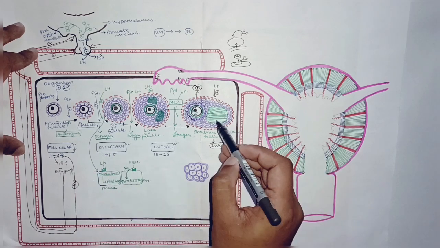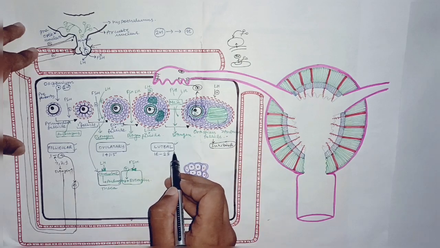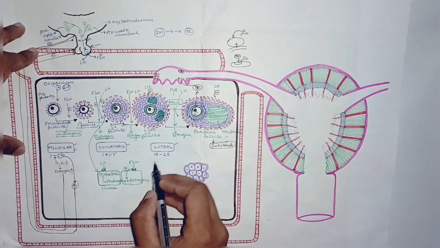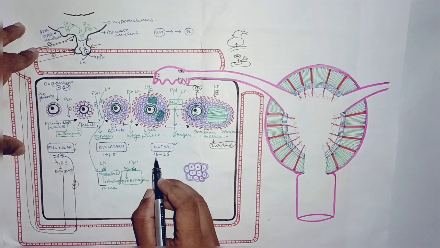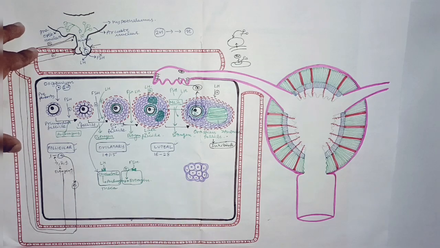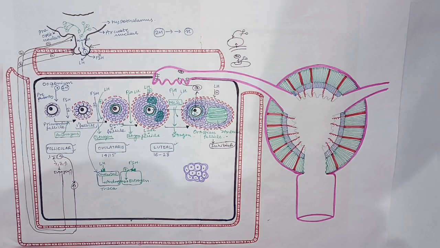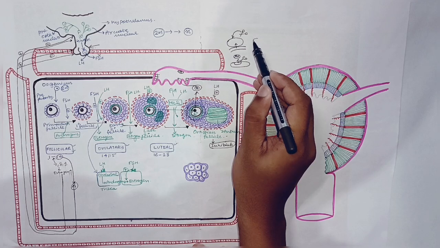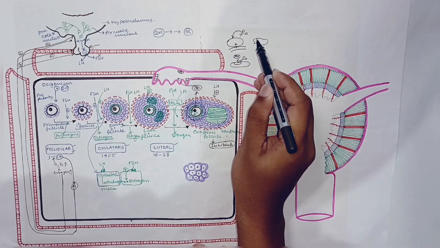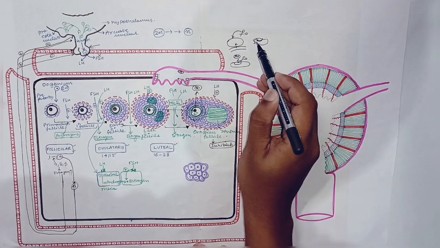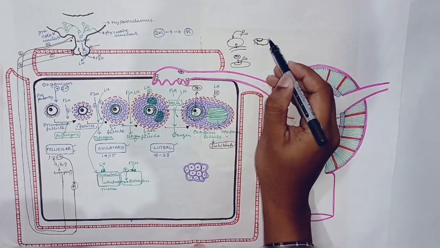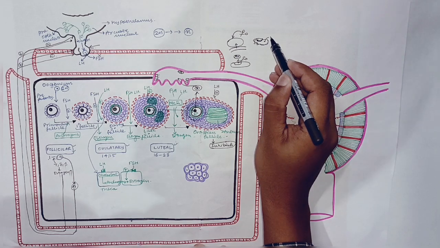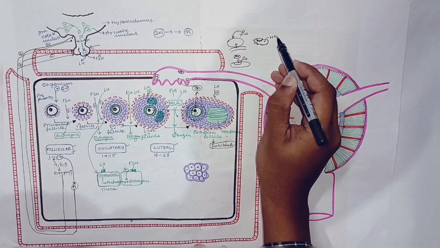Now the luteal phase comes into play. This happens from day 16 to day 28. In the luteal phase, the rest of the structure which is left is actually filled with blood. Now this structure is called the corpus hemorrhagicum or the hemorrhagic corpus luteum. You can call it HCL.